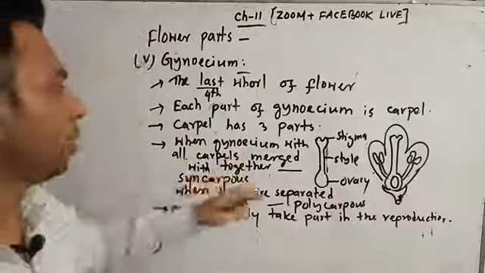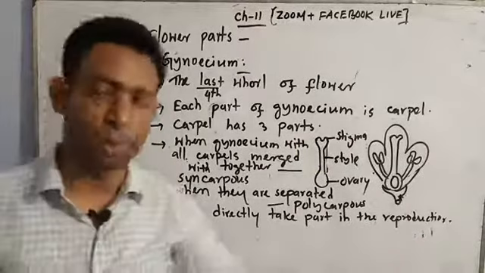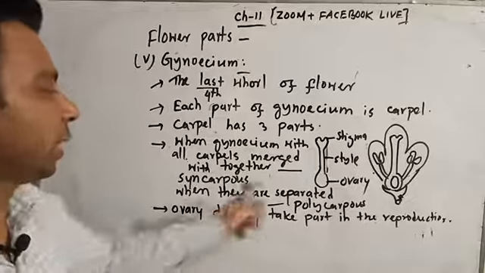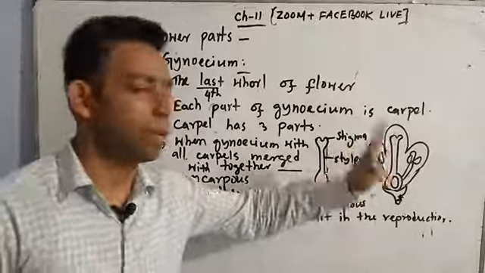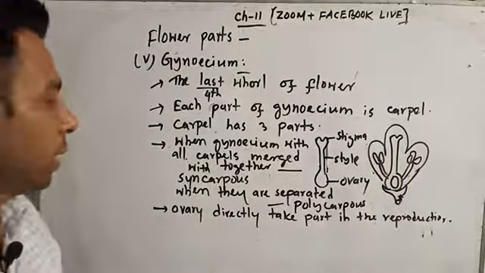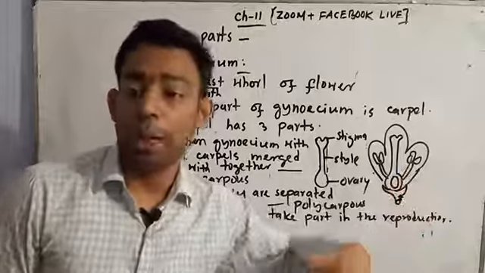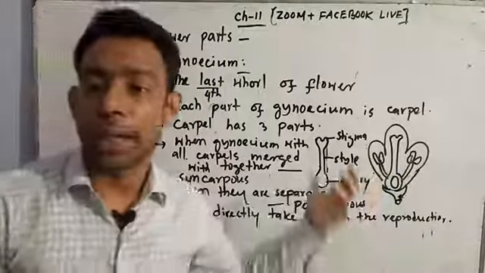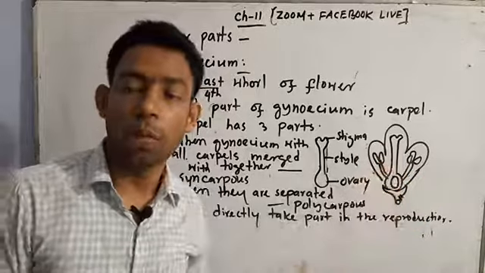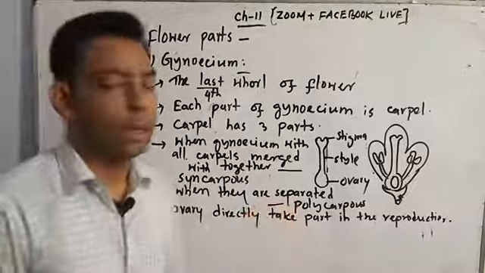And when the gynoecium with all the carpels is merged to form, suppose, fruits after fertilization, at that time it is called syncarpous. And when they are separated, meaning stigma separately, ovary and style separate, at that time it is called polycarpous. And the ovary directly takes part in the reproduction. Though all parts are very important, because if the stigma is not there, the style is not there, no pollen tube forms, where will the anther fall? Every part matters. But the ovary produces the egg and ovum inside it, so it directly takes part in the reproduction.